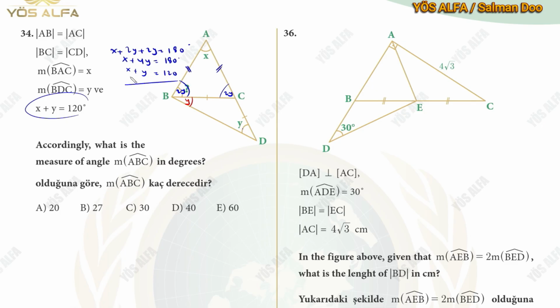So let's subtract these two equations to have 3y is equal to 60. From here we have y is equal to 20, and we're asked to find ABC, which is 2y. Since y is 20, 2y is 40, so the answer is D.